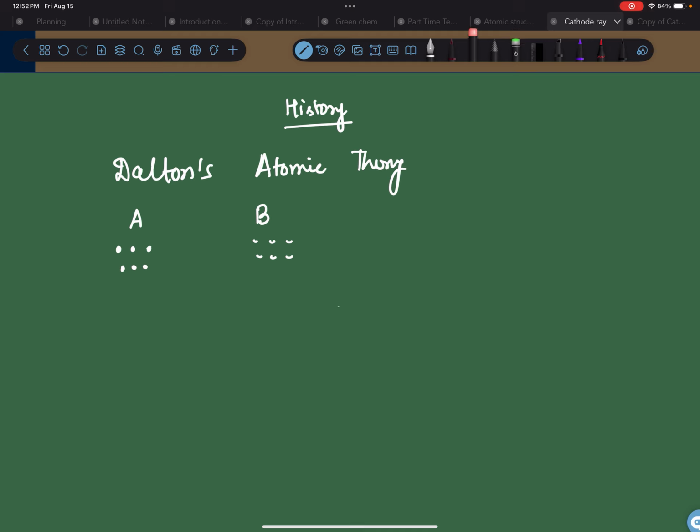So now the question which comes to our mind is that he proposed that the atoms are indivisible. But where is the proof for that? Are they really indivisible? Or is there something more fundamental than the atoms, right?